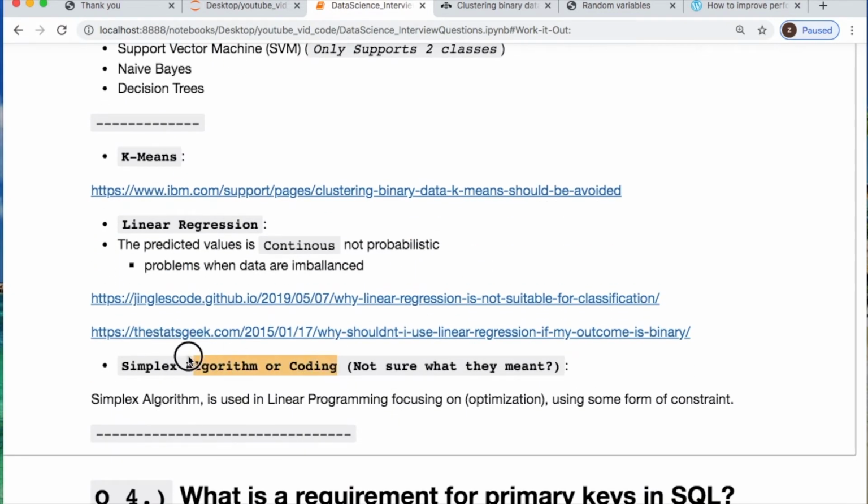You have this weird thing called either simplex coding or algorithm, and I'm not sure what they meant by this question because I'm unfamiliar with it, but apparently from what I read, it's a type of linear programming technique focused on optimizing and used as some form of constraint. So that right there, I just got rid of that.